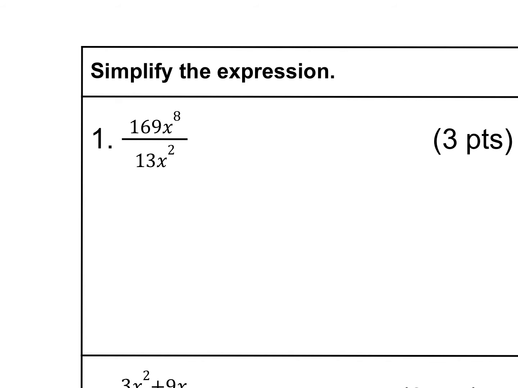169x to the 8th over 13x squared. Okay, so we start by looking on the top. Is that a monomial or a binomial? A monomial. And on the bottom? Monomial. We know that monomials over monomials can be simplified, right? One singular term over one singular term, those can be simplified just like a fraction.